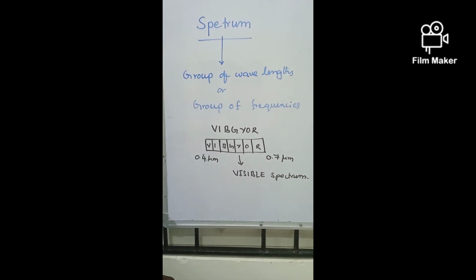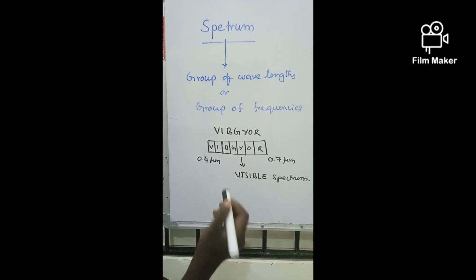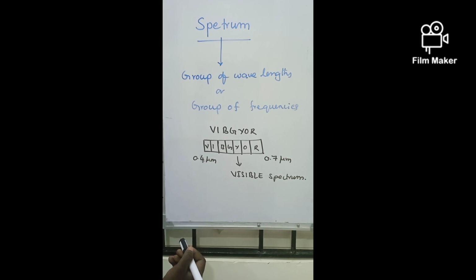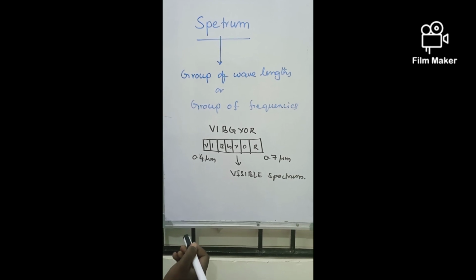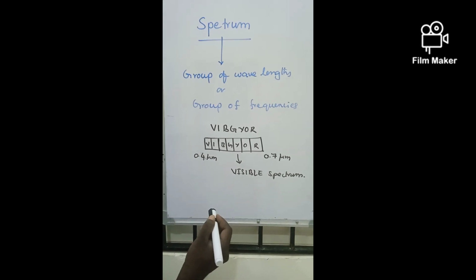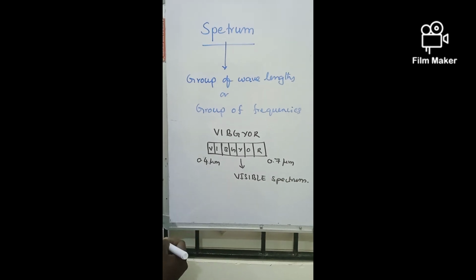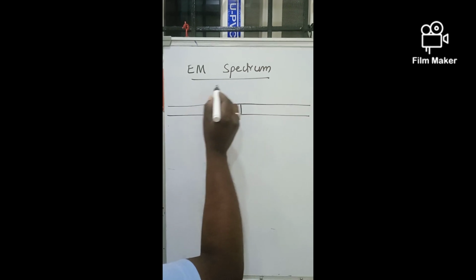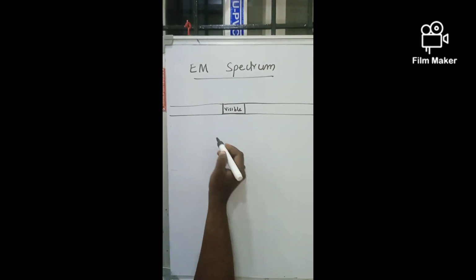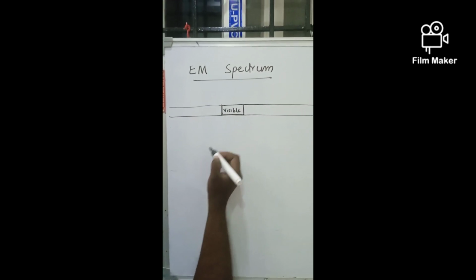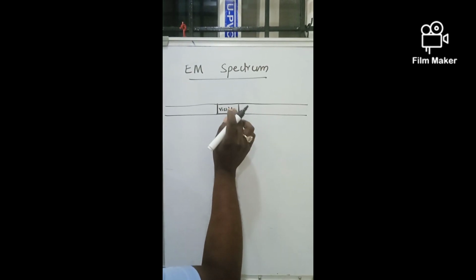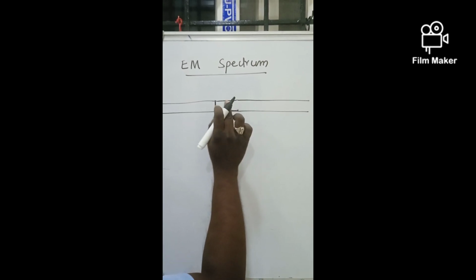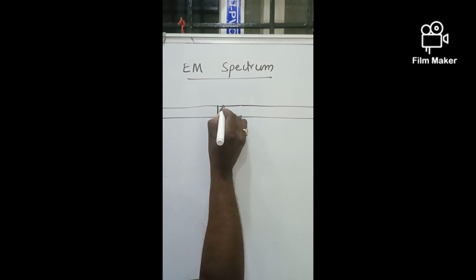You may get a doubt that there may be an invisible spectrum also. Yes, obviously there is an invisible spectrum also. We are going to discuss the invisible spectrum of various types of radiations, the electromagnetic spectrum. The visible spectrum is a small portion of the total electromagnetic spectrum.